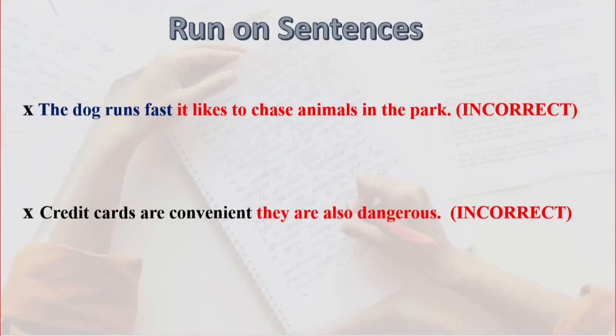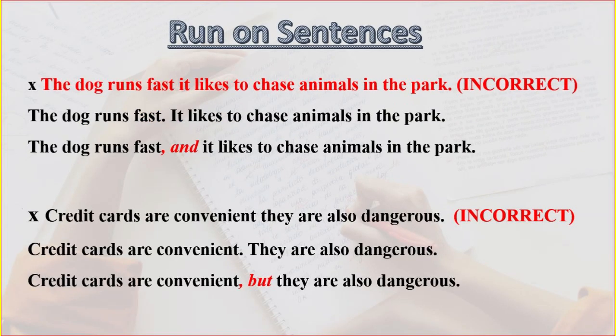The first sentence reads, "The dog runs fast. It likes to chase animals in the park." In fact, there are 2 sentences here. The first one is, "The dog runs fast." And the second one is, "It likes to chase animals in the park." The same case is with the second sentence too.